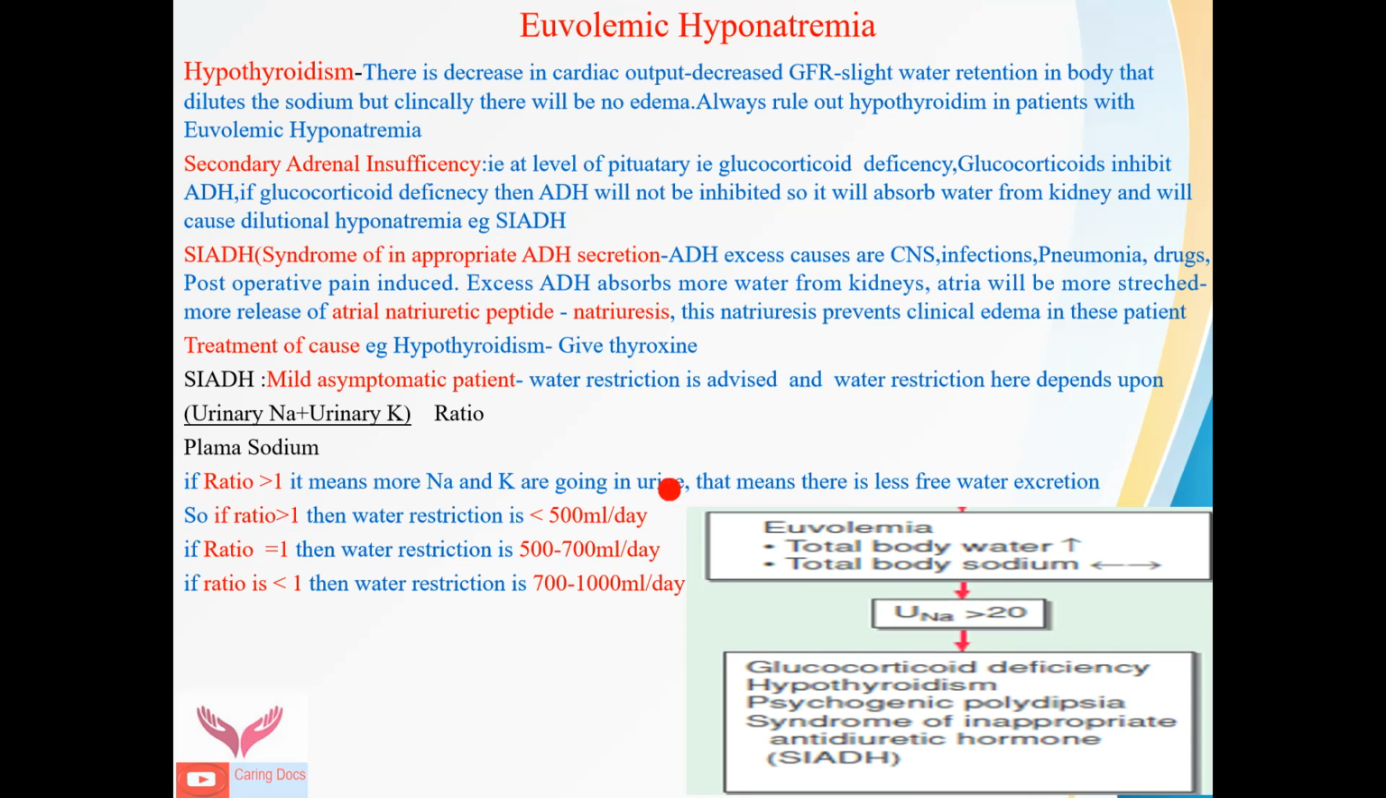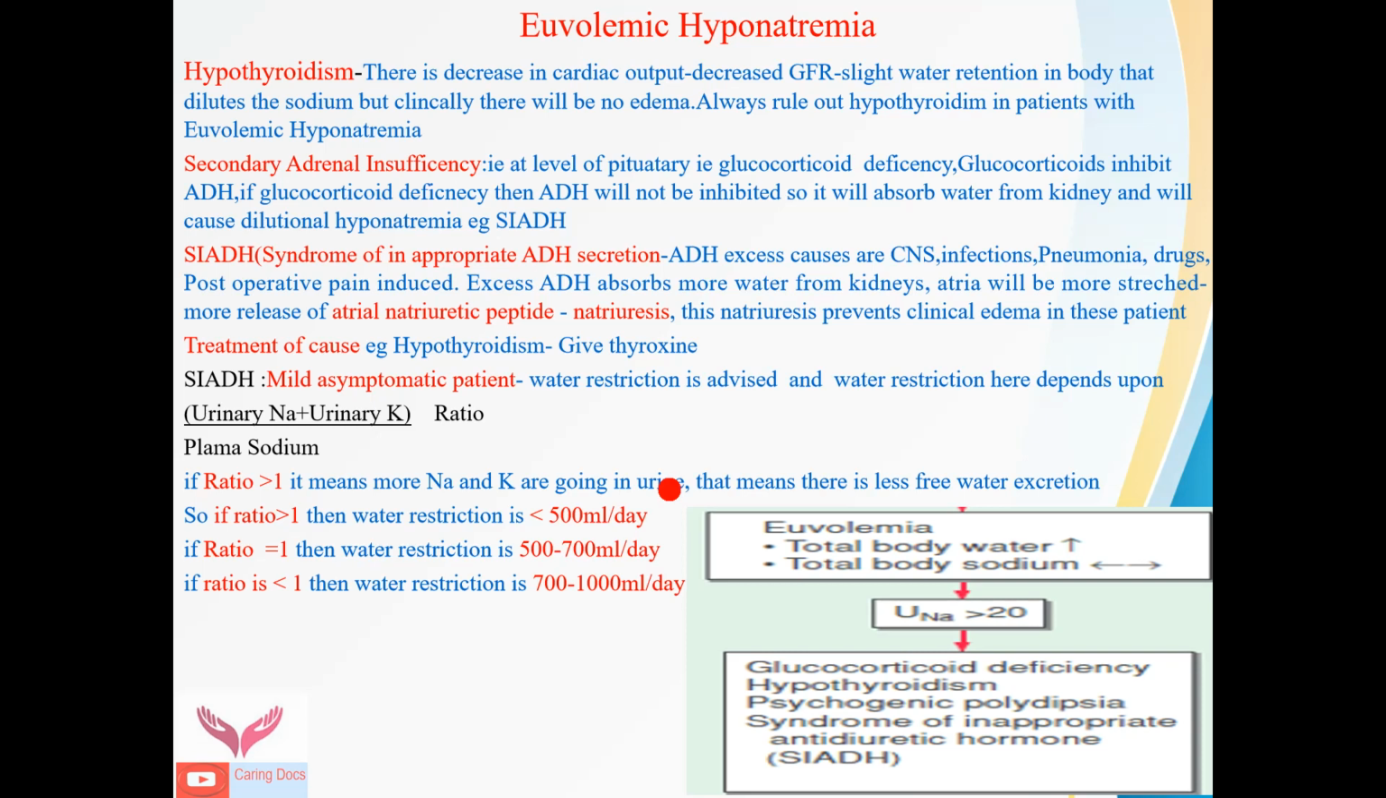In cases of euvolemic hyponatremia, as we know that the important causes are hypothyroidism, secondary adrenal insufficiency, and SIADH, we have to just treat the cause. In hypothyroidism, we know that there is a decrease in cardiac output, decreased GFR, and slight water retention in the body, which dilutes the sodium, but clinically there will be no edema. So in patients with euvolemic hyponatremia, always rule out hypothyroidism.